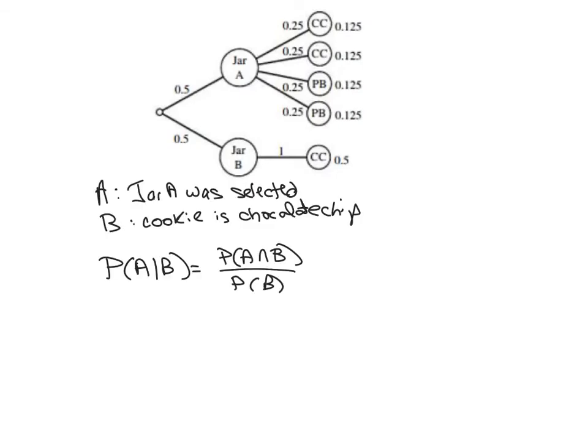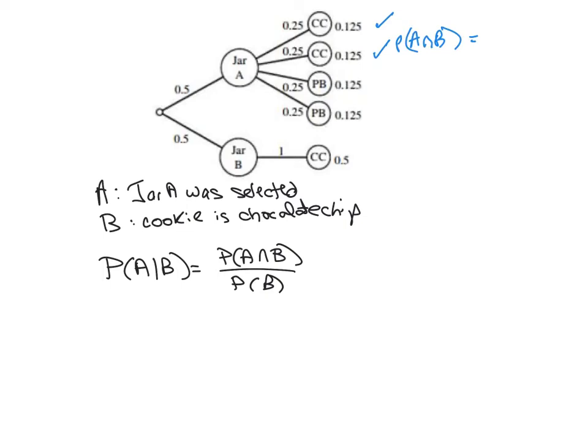Using our formula, I let event A be that jar A was selected and B be that the cookie is chocolate chip. And I'm looking for the probability of A given B, or jar A was selected given that the cookie is chocolate chip, and it's equal to the probability of the intersection, that jar A was selected and it's chocolate chip, divided by the probability that it's chocolate chip. And I can calculate these from my chart.